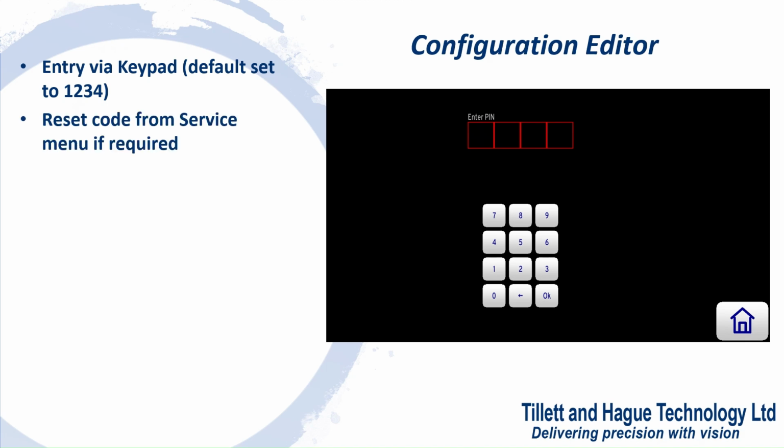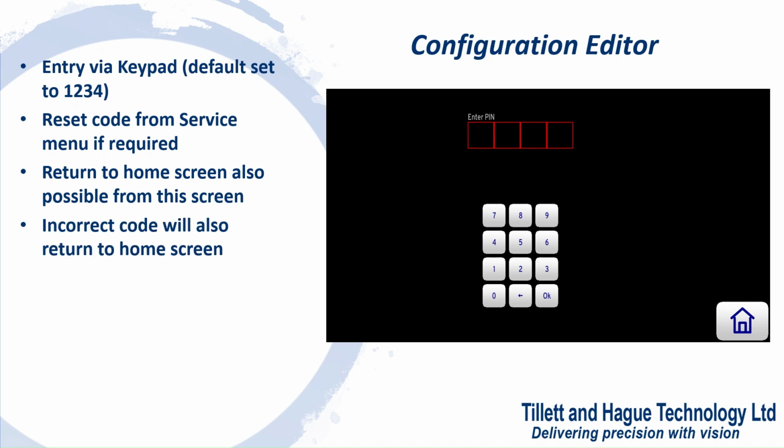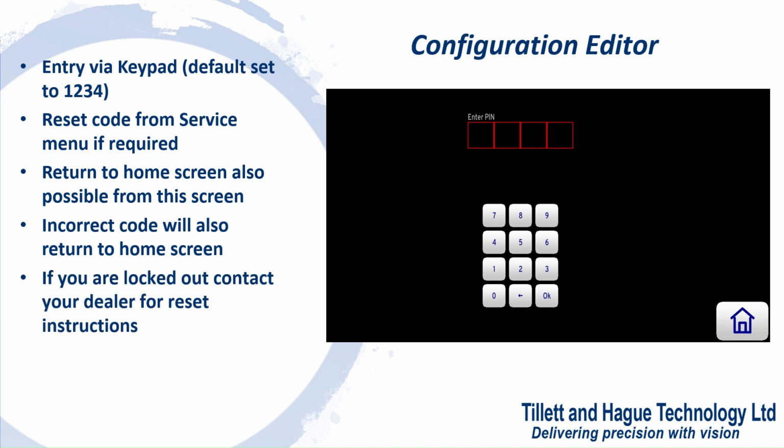If required, you can reset that code from the service menu. If you change your mind and want to go back, touch on the bottom right home screen button. If you get the code wrong, you'll be returned to the home screen automatically. If you find that you are locked out, contact your dealer for reset instructions. If your code is correct, you will enter the editor.